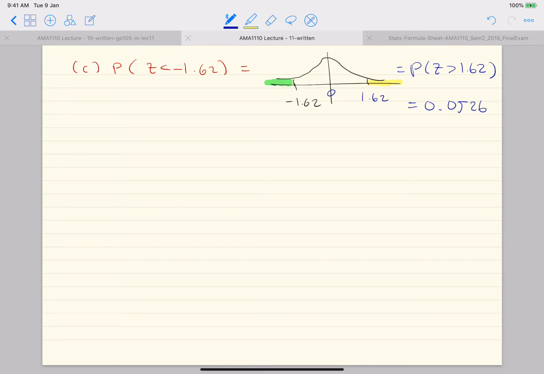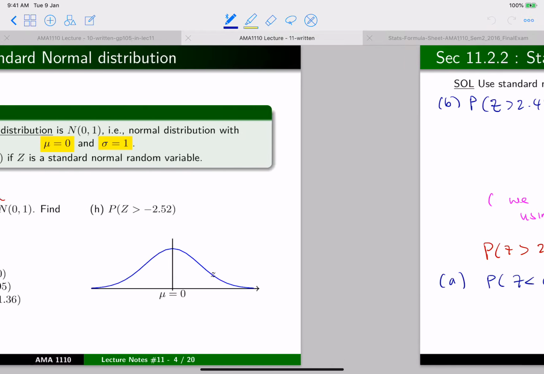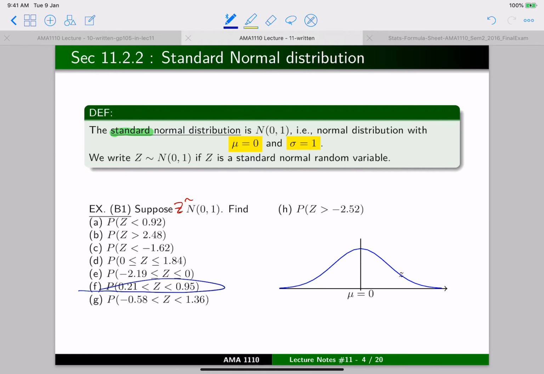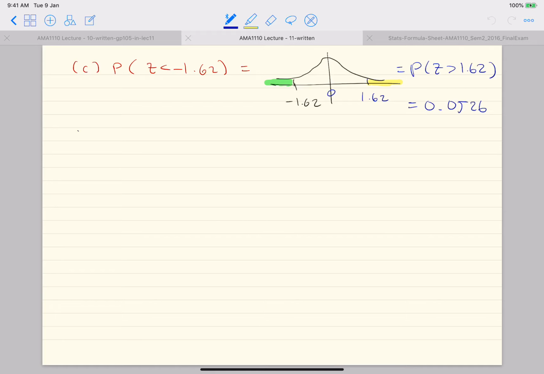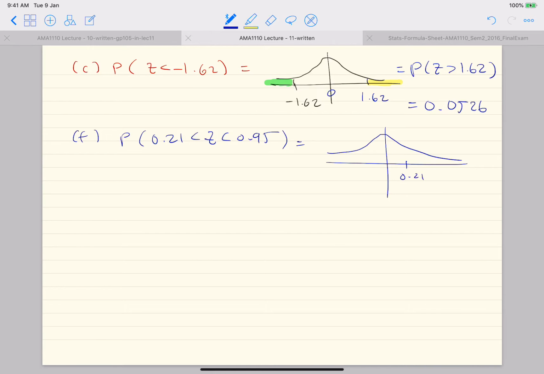Maybe we'll do just one more. How about this F here? The probability that z is in between 0.21 and 0.95. The rest can be worked out similarly. Again, let's draw this. We have 0.21 and 0.95, and we want this area here.